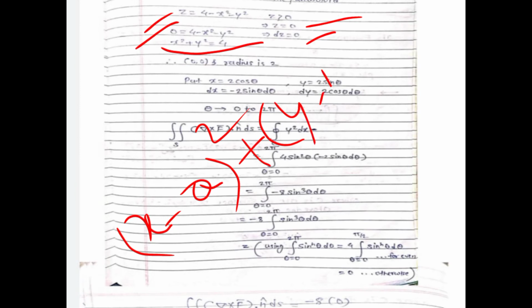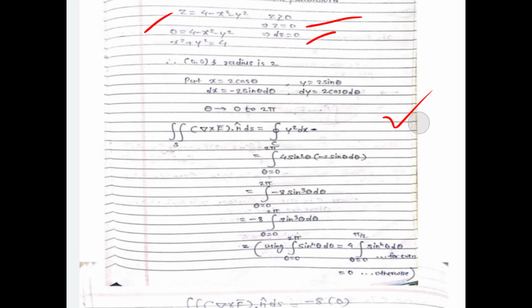So here we know that the equation of a circle is (x minus a) whole square plus (y minus b) whole square equals r square. So here the value of a is equal to 0, the value of b is equal to 0, and the value of r is equal to 2. So the center is x equals 0, y equals 0 and the radius is equal to 2. We know that r is the radius of the circle.